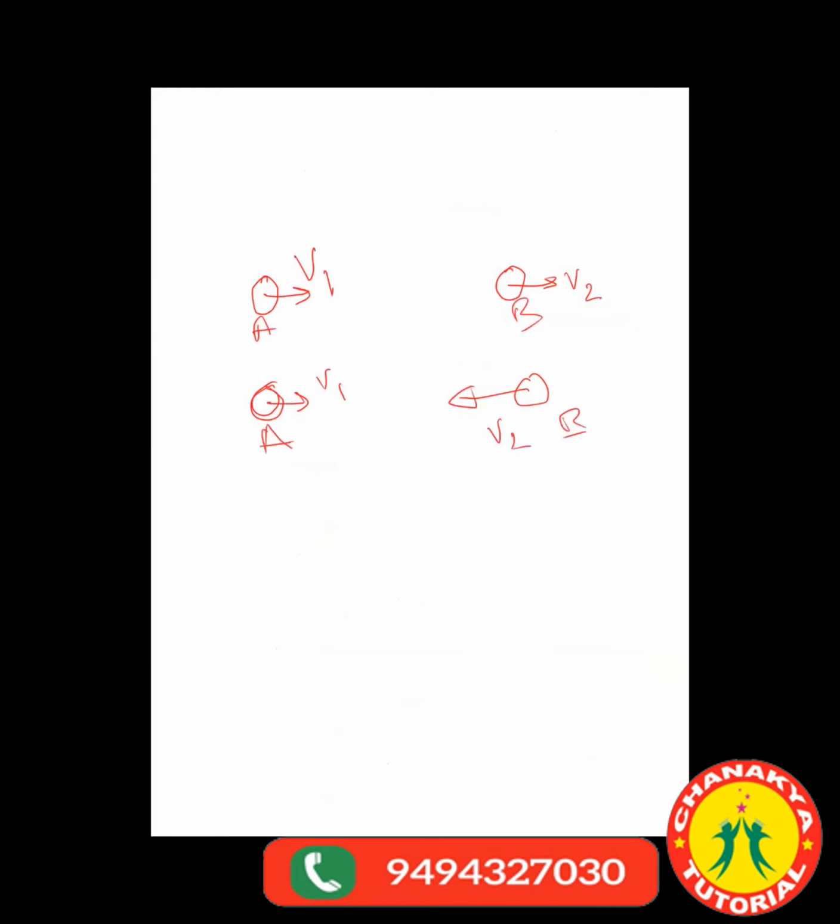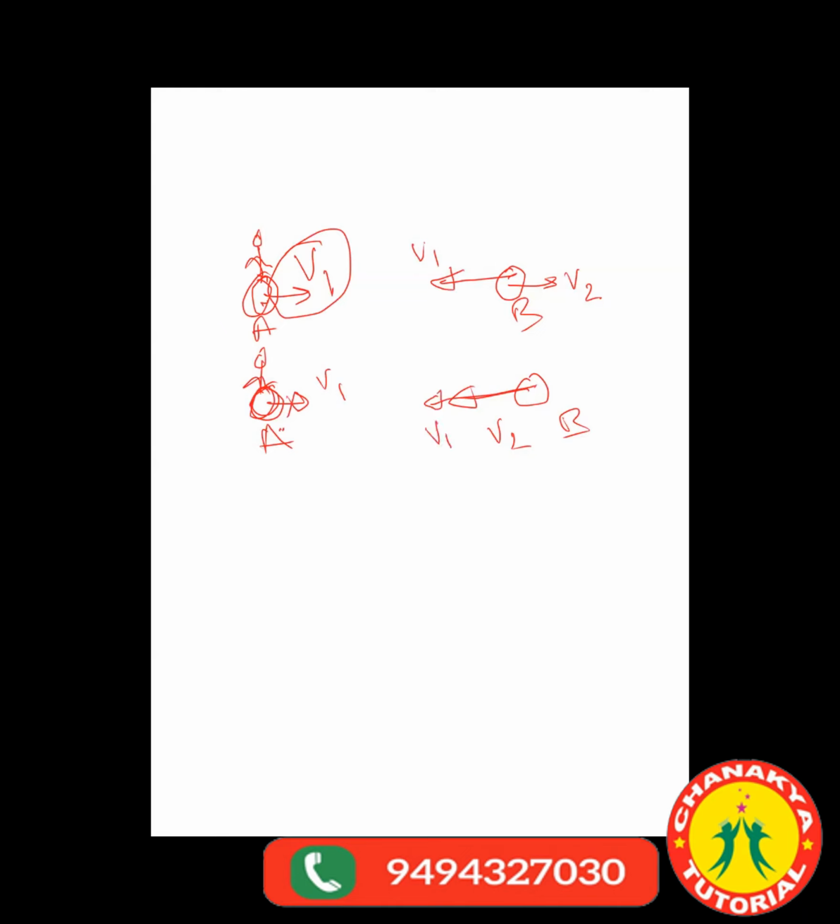Whenever I ask, let's say this is a and b, what is the velocity of a with respect to b, what you do is you sit on a. When you sit on a, this velocity becomes 0. You take this velocity v1, reverse the direction and give it to b. Similarly here, if I ask the velocity of a with respect to b, again you sit on a, make this velocity 0, remove it from here, reverse the direction and give it to b.